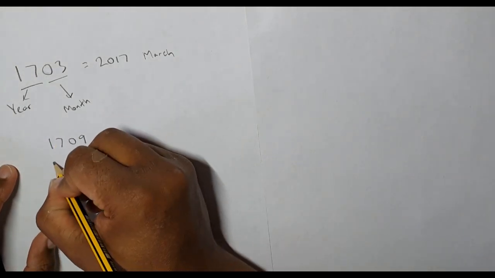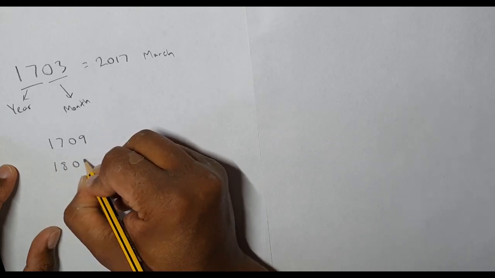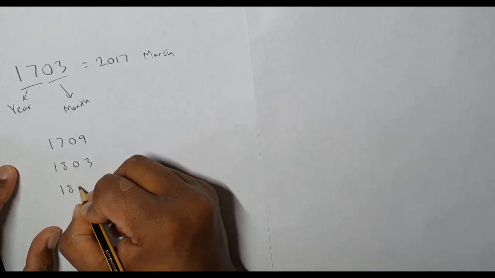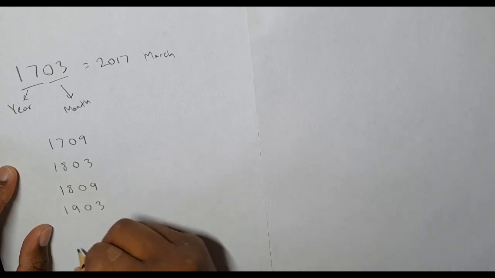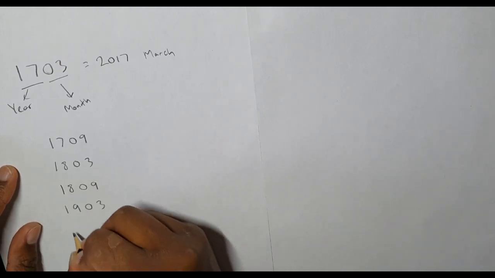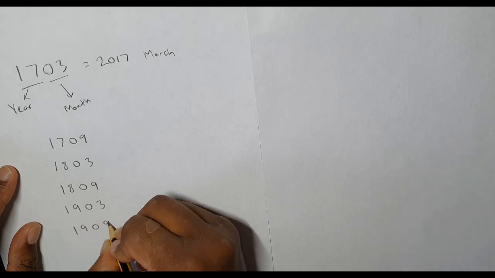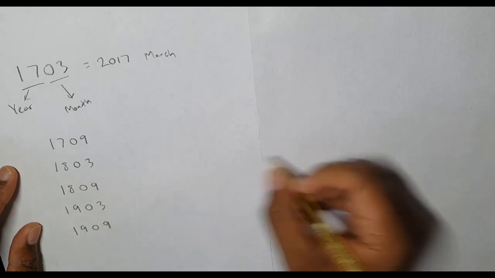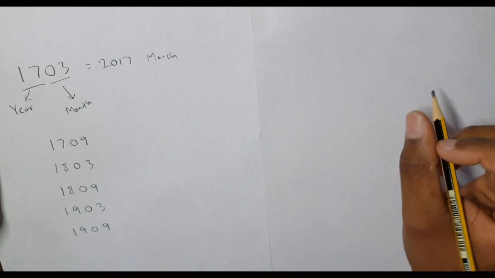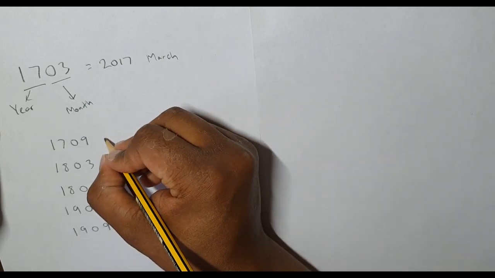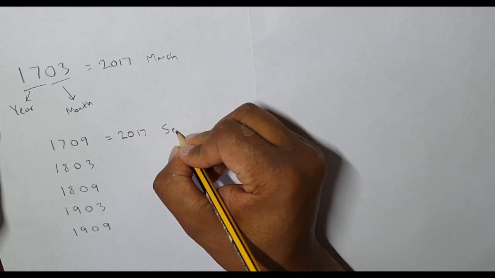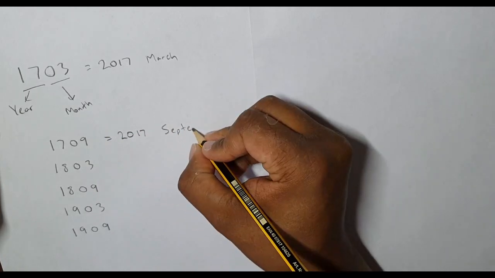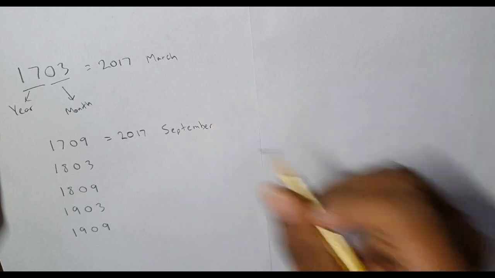So you have 1709, 1803, 1809, 1903, and 1909. So, 1709 meaning 2017 September, as September 2017.